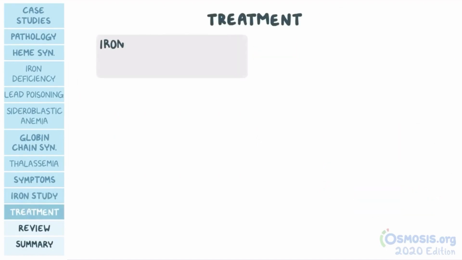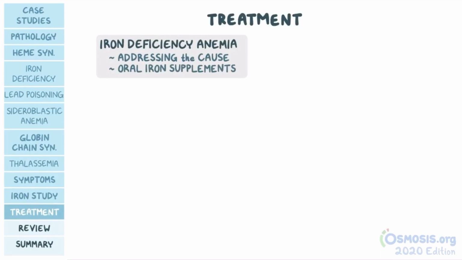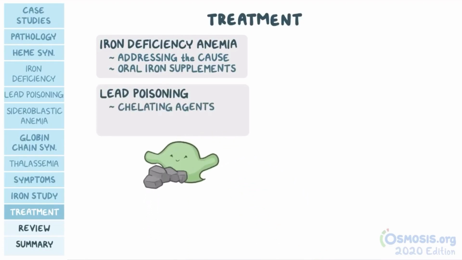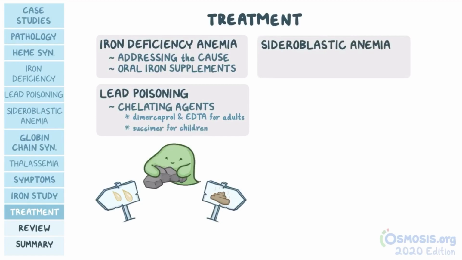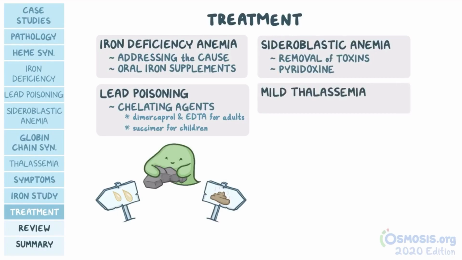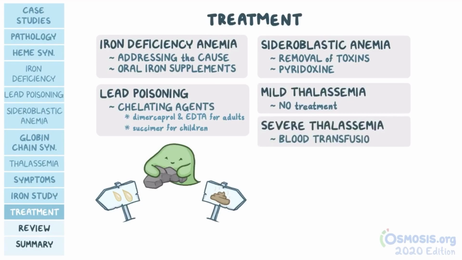Alright, now treatment for iron deficiency anemia includes addressing the cause and giving oral iron supplements. For lead poisoning, first-line treatments include chelating agents, which trap free lead and sweep it away through feces or urine. These are dimercaprol and EDTA for adults and Succimer for children. For sideroblastic anemia, treatment involves removal of toxins if there are any and administering pyridoxine. Finally, patients with mild thalassemia don't need treatment, while patients with severe thalassemia are treated with blood transfusions.